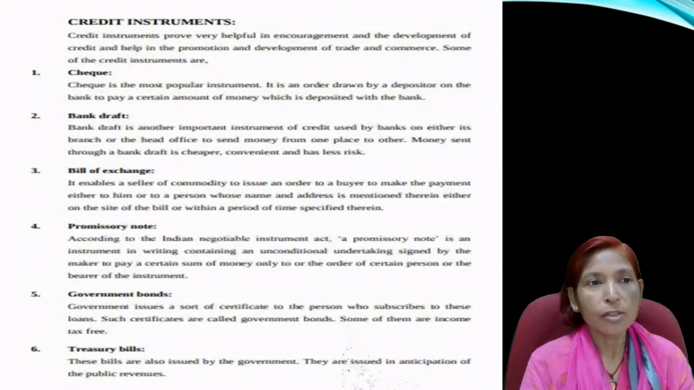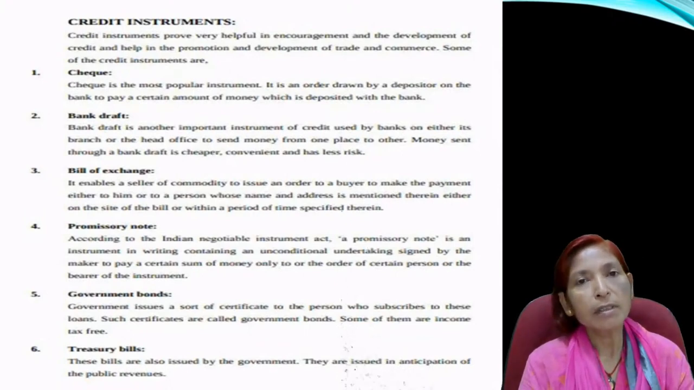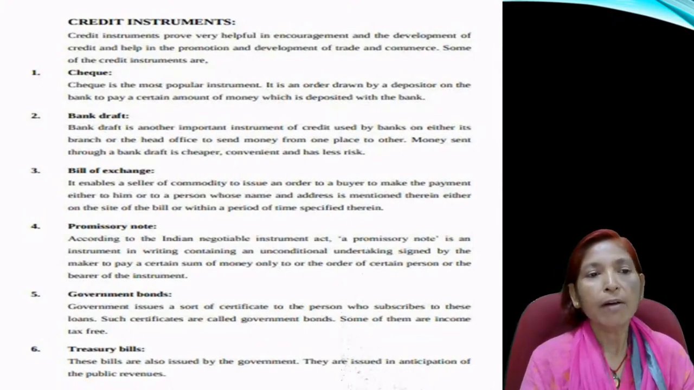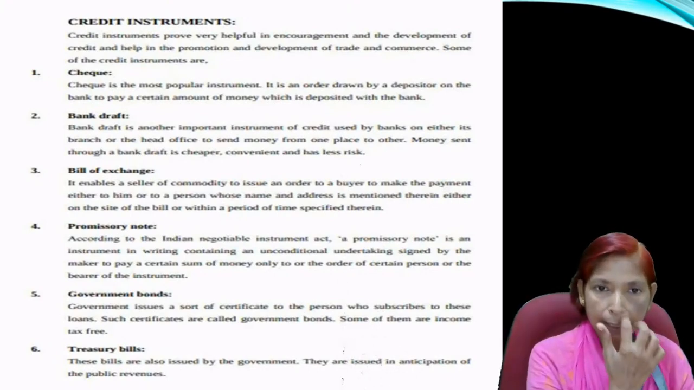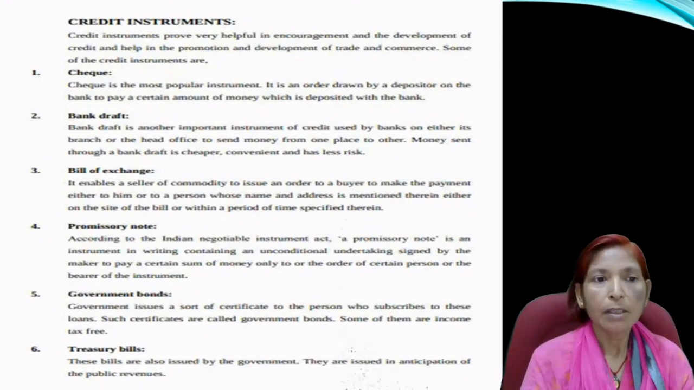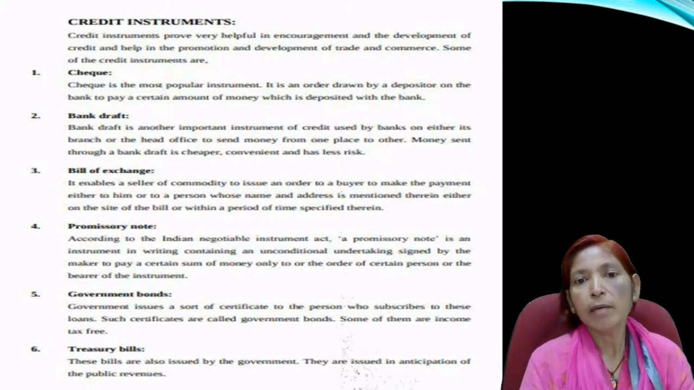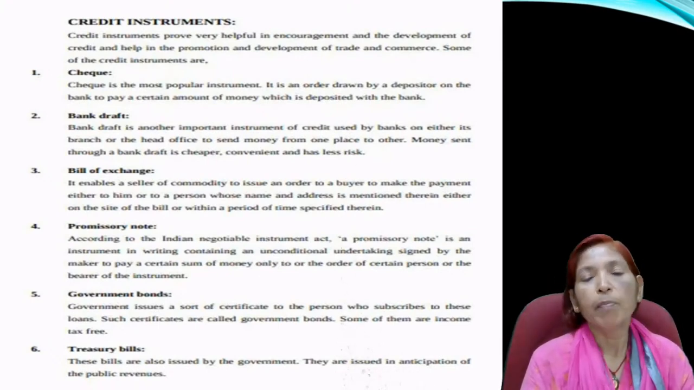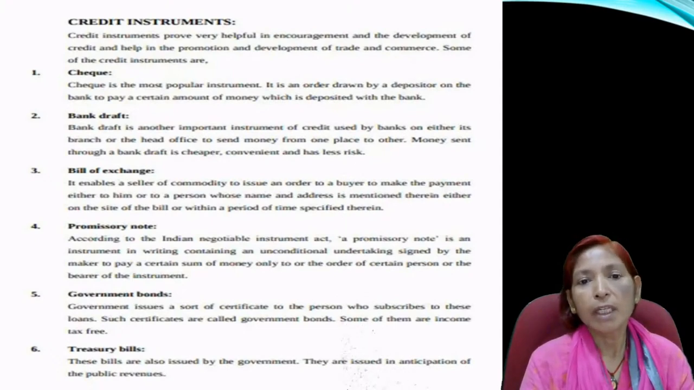These credit instruments are like checks. You know that a check is the most popular instrument. It is an order drawn by a depositor on the bank to pay a certain amount of money which is deposited with the bank. And a bank draft is another important instrument of credit used by banks on either its branch or the head office to send money from one place to another. Money sent through a bank draft is cheaper, convenient, and has less risk.